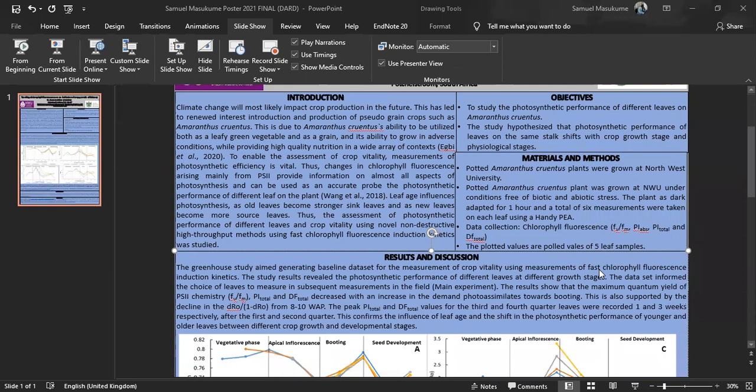Materials and methods: the experiment was conducted at Northwest University under potted conditions, where the Amaranthus cruentus was grown under biotic and abiotic stress-free conditions. The plants were dark adapted for an hour prior to the chlorophyll fluorescence measurements using a Handy PEA. Data was collected on Fv over Fm, PI abs, PI total, as well as the driving force total.